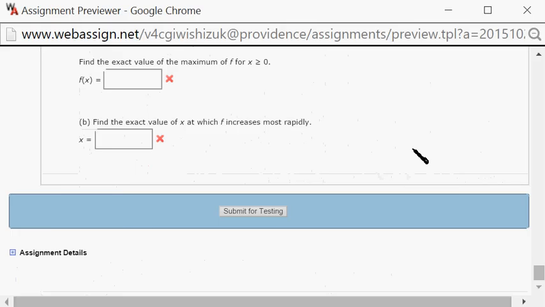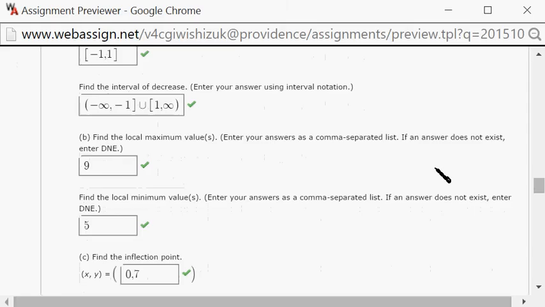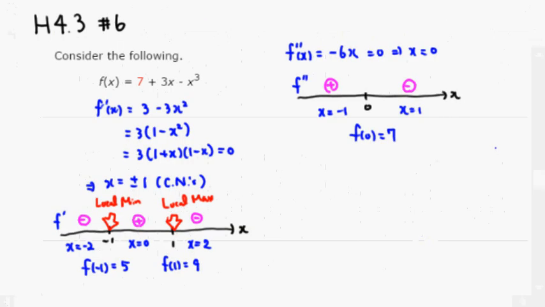All right, let's see. I'm going to double check. Submit your test. All right, I came back and it looks like we got all of these correct. All right, that's it. I hope that this was clear.